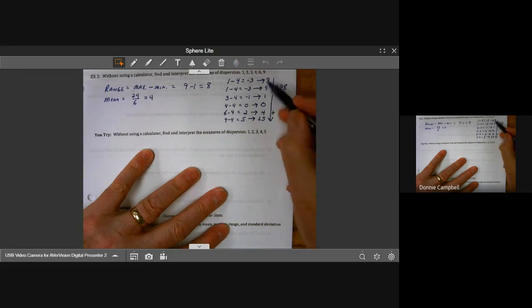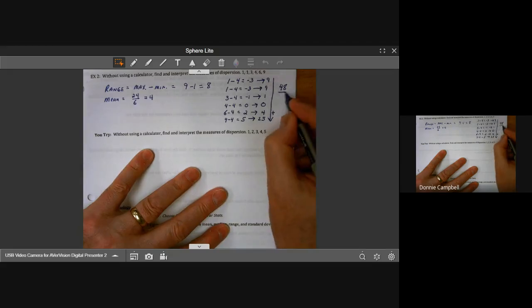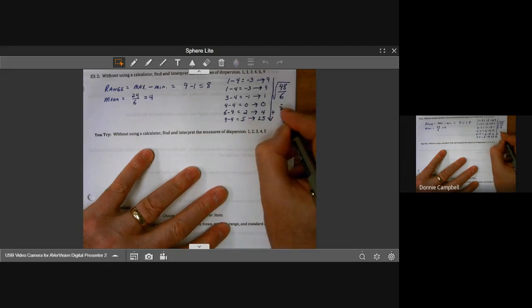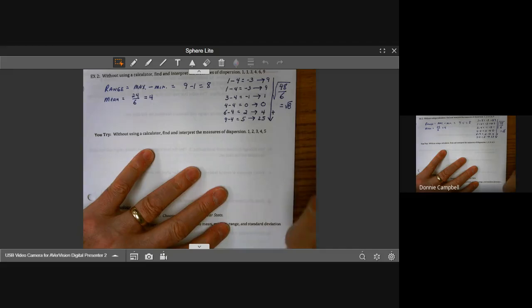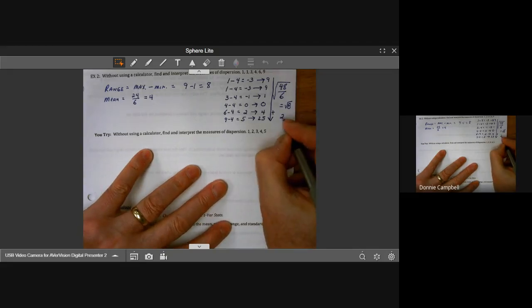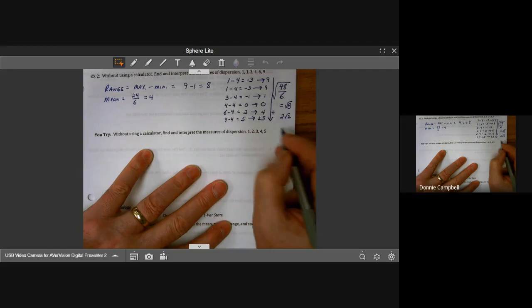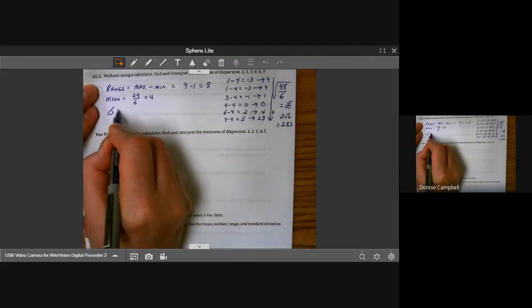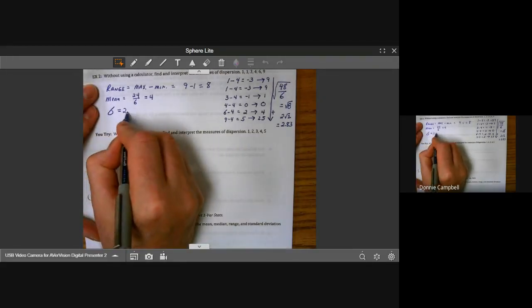And then how many total were there? There were 6. And then I take the square root of the whole thing, which gives me the square root of 8. And the square root of 8 is, of course, when you simplify it, 2 square root of 2, which is equal to 2.83. So my standard deviation is 2.83.